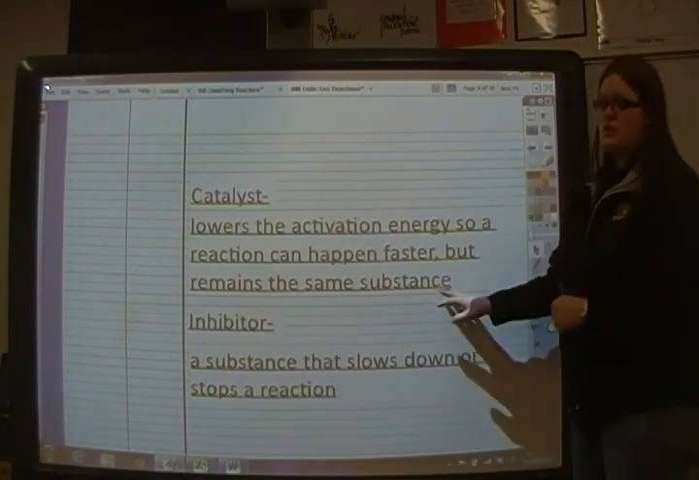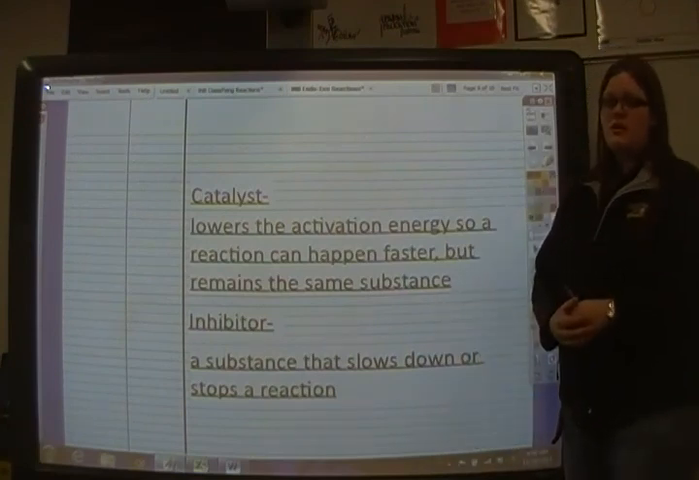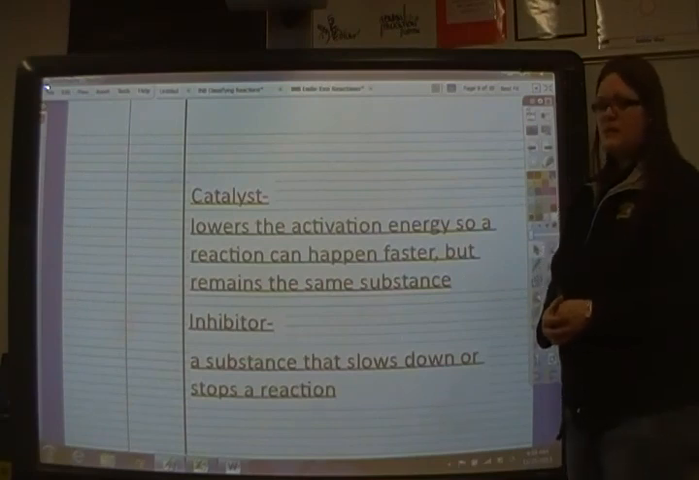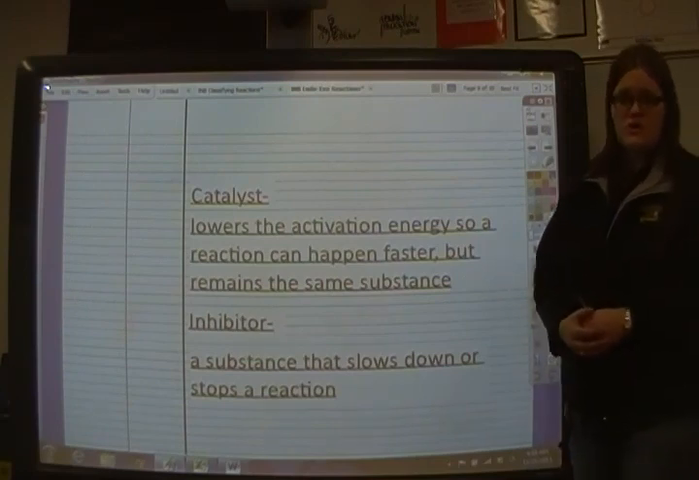All right, you're going to use these terms to help you work through the energy of reactions graphing activity. And then when you've completed that, you're going to continue to work on the choice projects.